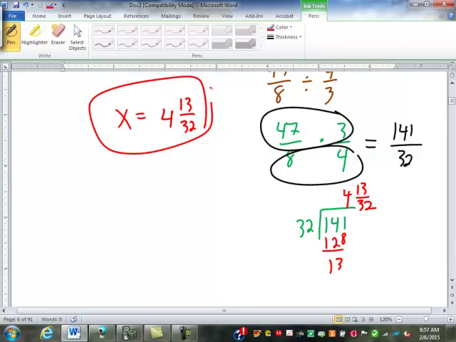How's it going? The fractions are still a little scary, but it's not so bad, right?